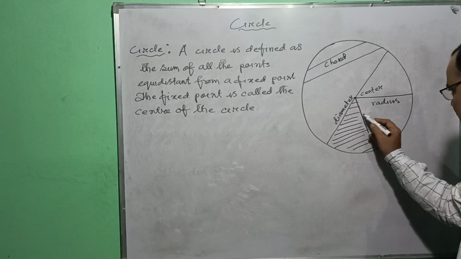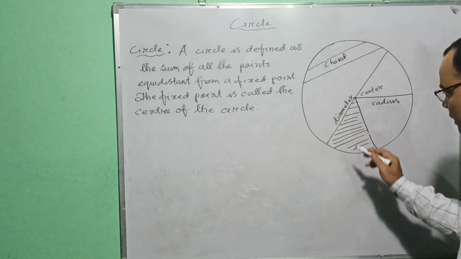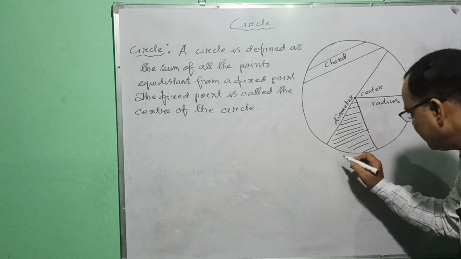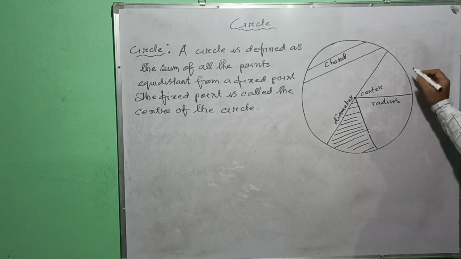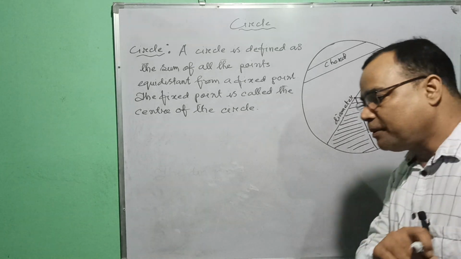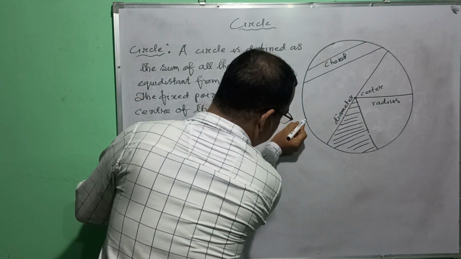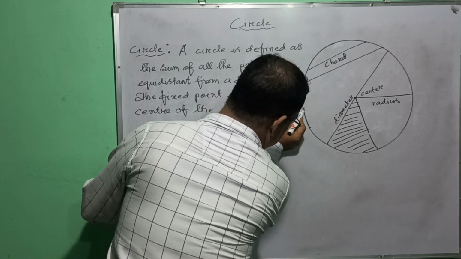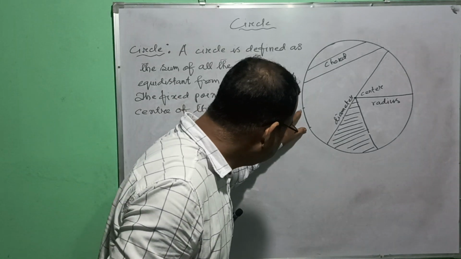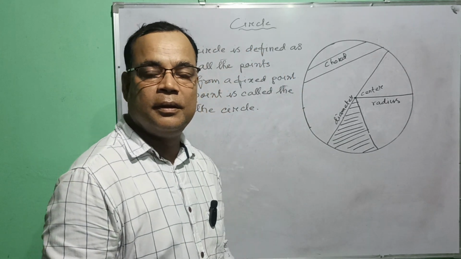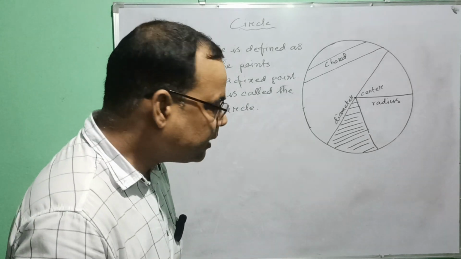We can define it in this way: the area between two radii, and corresponding this part is called arc. Mean any part from the circumference, if we cut it, suppose any part from here also, suppose that part, if we cut it, so this cut out part is called the arc of a circle. So we can cut from any part of the circumference.